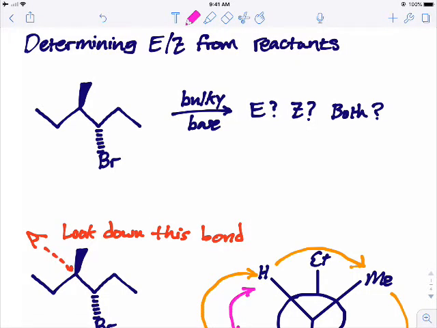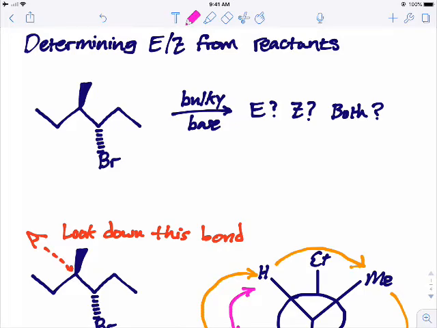I want to show you an example of a reaction where we have to consider Zaitsev's rule as well as whether we will get both E and Z products, or if we will get only the E or the Z and not the other. So here's an organic substrate, and we have a leaving group. The bromine is our leaving group, and we're using a bulky base. And the question is whether we will get E or Z or both.